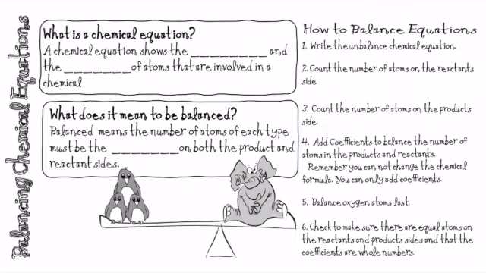So what is a chemical equation? Chemical equations show the amounts and the types of atoms that are involved in chemical reactions. What does it mean to be balanced? Balanced means that the number of atoms of each type must be the same on both the product and reactant side. Here are your instructions for balancing equations.